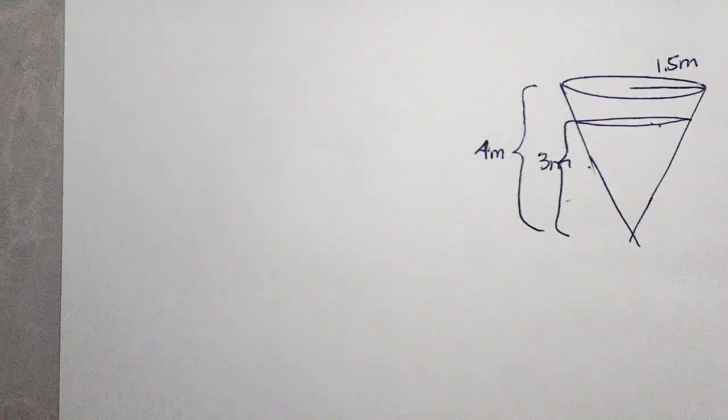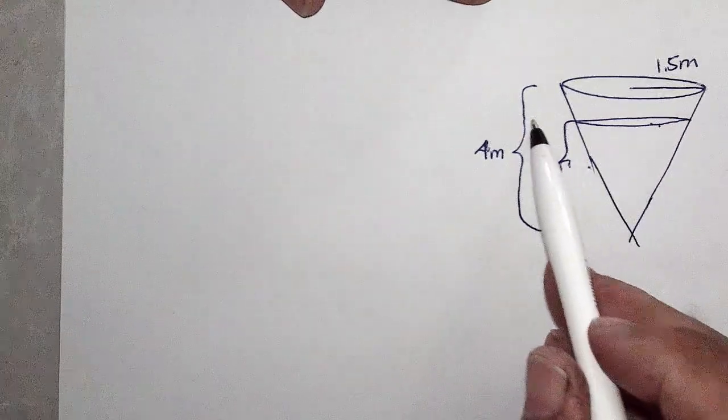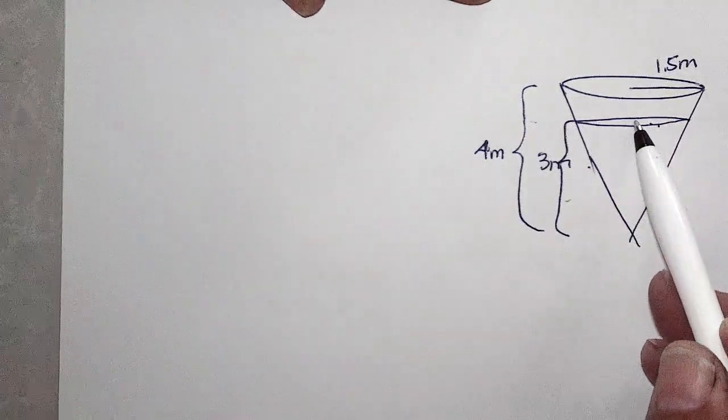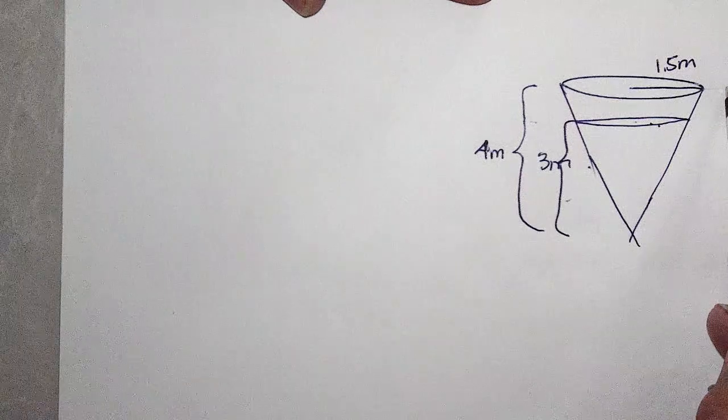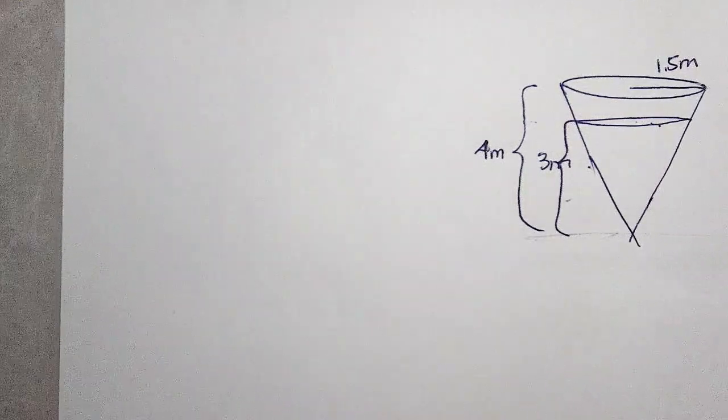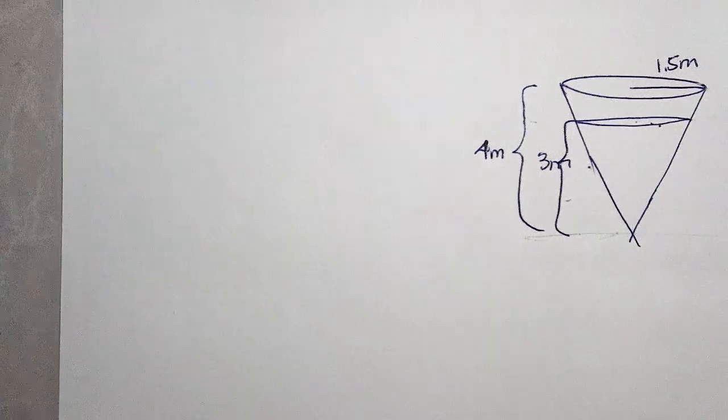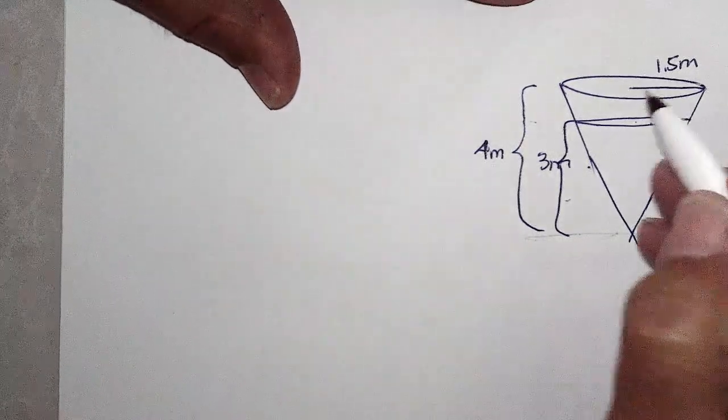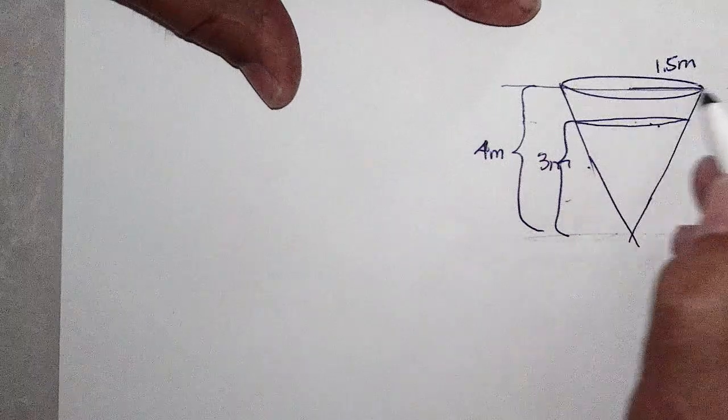Where do you want to put your coordinate system? Well, we saw on the last one that it's kind of easier to put it at the top of the water, but we could put it at the top of the tank, or we could put it at the bottom of the tank. It's completely up to you. I'm going to choose to put it at the top of the tank.